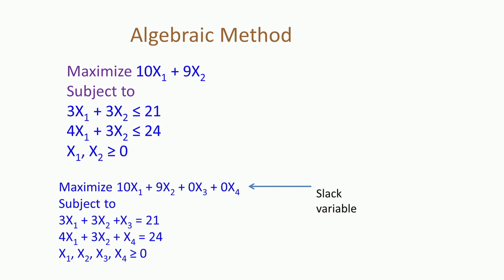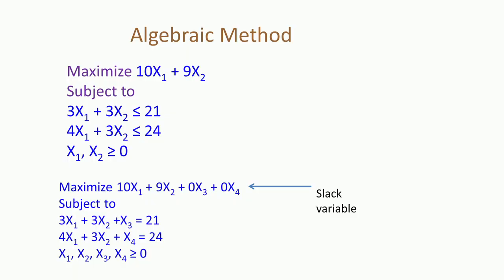Now, in order to solve this algebraically, let us first look only at the constraints. For a moment, let us set aside the objective function, and the non-negativity. So, we are looking at 3x1 plus 3x2 less than or equal to 21 and 4x1 plus 3x2 less than or equal to 24. So, we have two inequalities. At the moment let us again assume that we know to solve equations while we do not know at the moment to solve inequalities.